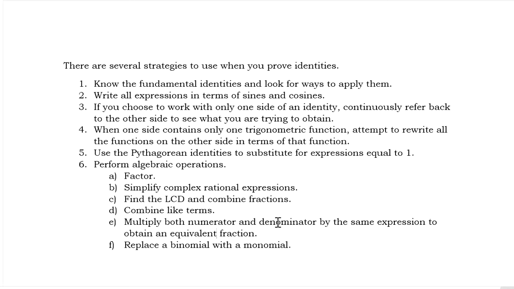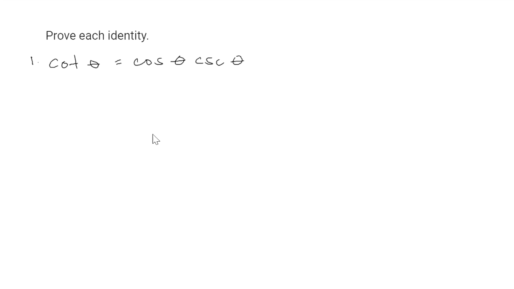Okay, number 4, when one side contains only one trigonometric function, attempt to rewrite all the functions on the other side in terms of that function. For example, cotangent theta is equal to cosine theta, cosecant theta. In this kind of example, ang left hand of the equation natin is one function lang. Ibig sabihin, simple siya, ito ang babaguhin natin, yung right hand of the equation. According to number 4, kailangan daw, pag minodify mo ito, ang kalalabasan niya is palaging papunta dito. Actually, parang the same lang din naman sila ng number 3.